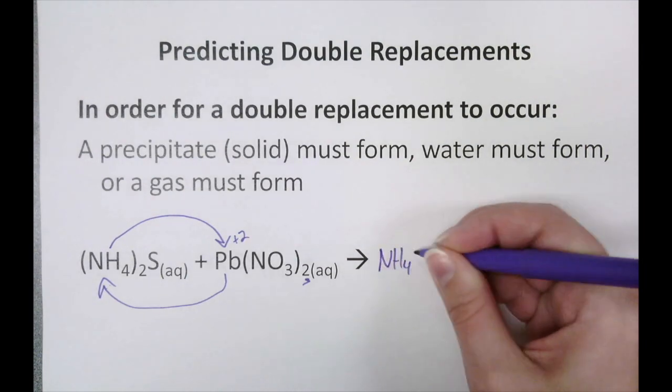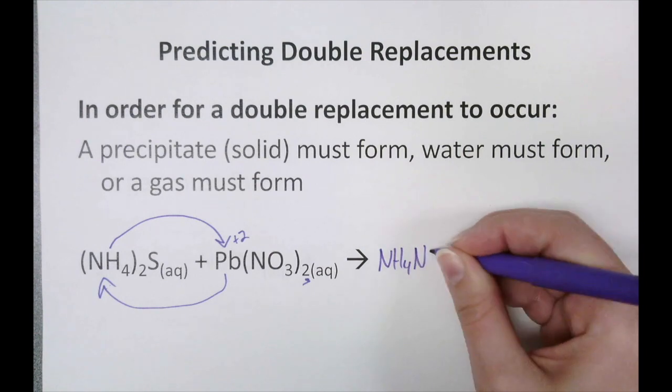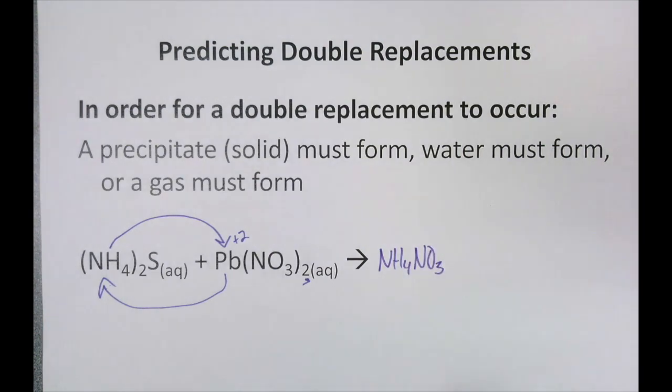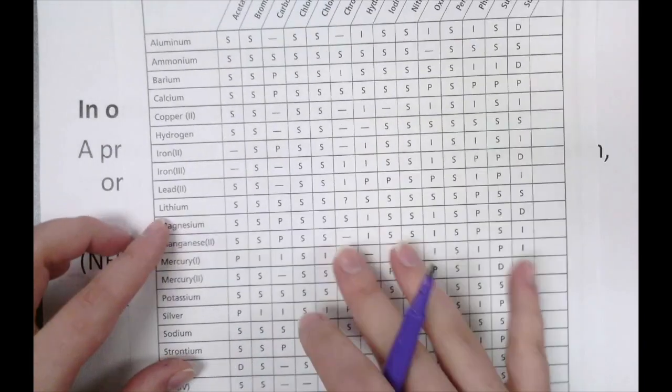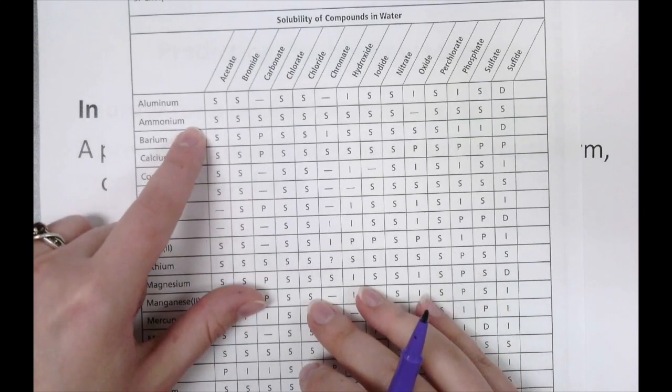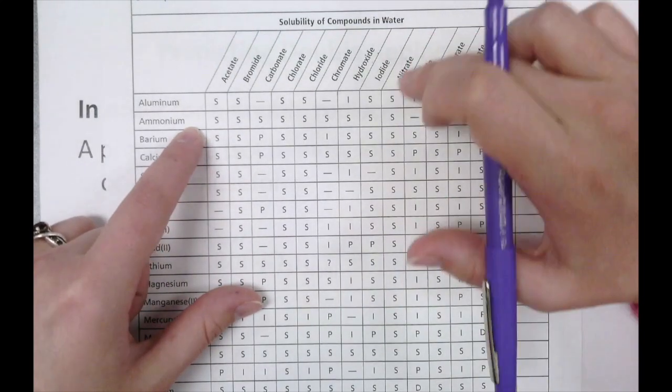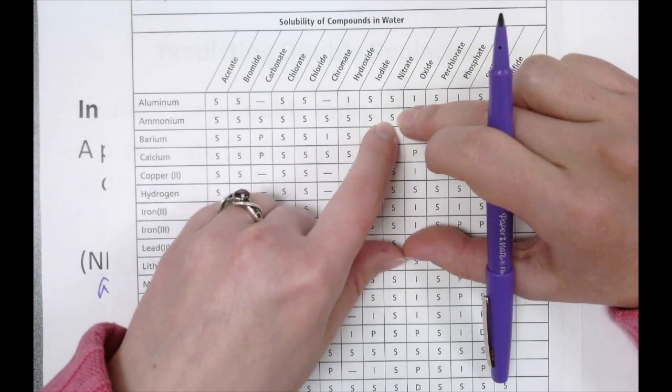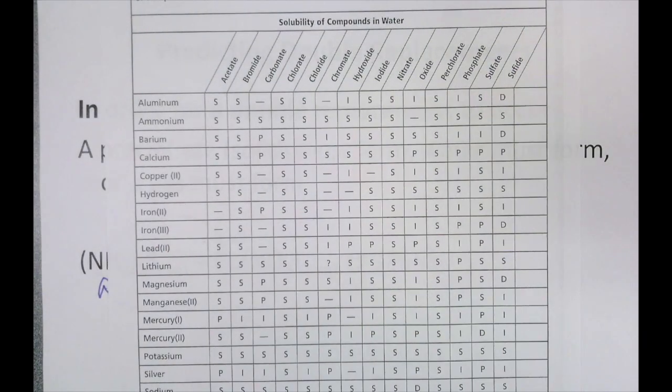Ammonium is NH4 with a +1 charge. Nitrate is NO3 with a -1. So they would combine in a 1-to-1 ratio. So I'm going to pull up my solubility chart. And ammonium, and then I got to find nitrate. They are soluble, so their state of matter is going to be aqueous.